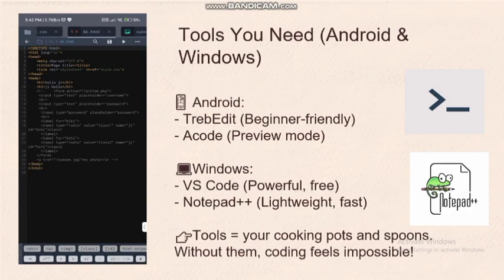Now before you build, you will need the right tools. Before you start any project, you need to have the right tools. If you are using Android, 12 Edit is beginner friendly, simple for coding apps. Then we have Ecode, which is more advanced with preview mode. If you are on Windows, you can use VX Code, which is powerful and free. Notepad++ is lightweight and fast.